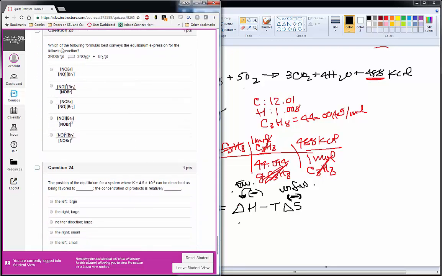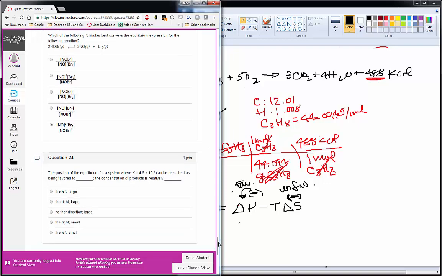All right, equilibrium expression K. It's going to be products raised to their coefficients divided by reactants raised to their coefficients. So we're looking for NO squared times Br2 divided by NOBr squared. That looks like this one. Excellent.